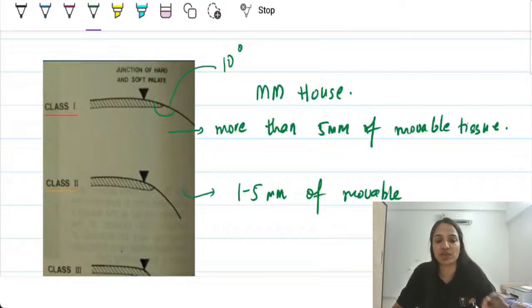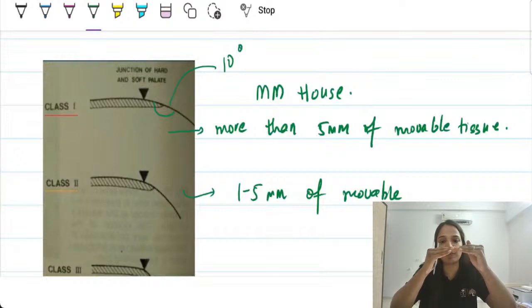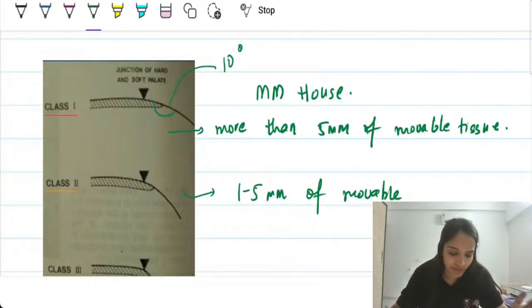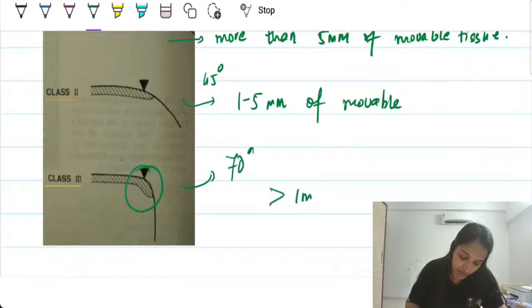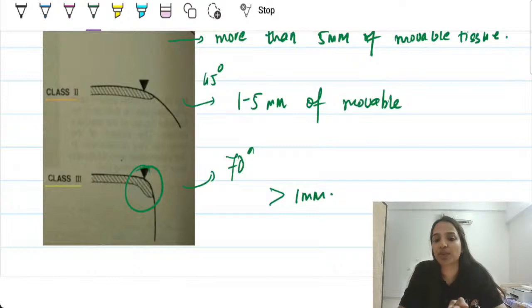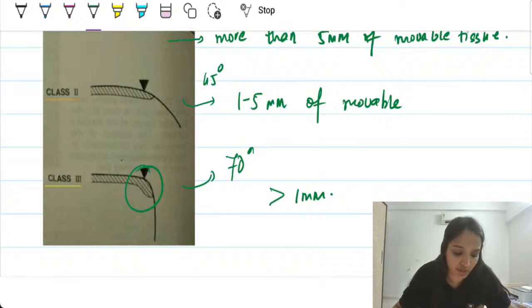That is usually seen in cases of class 1 palate, where the junction of hard and soft palate is almost at the angle of 10 degree only. When it is roughly at the angle of 45 degree, you will have 1 to 5 millimeters. And when it is very abrupt like this, such as in a 70 degree angle, you will have less than 1 millimeter. Now, you may ask a question, how do I identify that? It comes with practice. And to be very honest, a 10 degree class 1 palate and a 70 degree class 3 palate is easy to identify because of the abruptness. But you would always get confused between a class 1 and a class 2, because quite frankly, there is no tool with which you would be able to measure your soft palate like this.